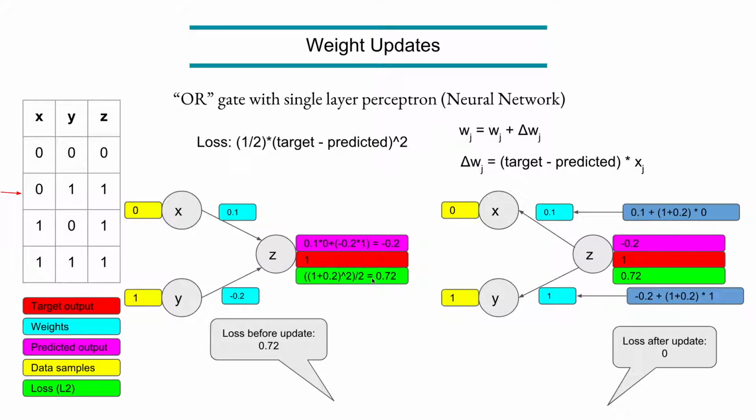So in calculating the loss function, we use L2 distance. That means target output minus predicted output, squared and divided by 2. So it is 0.72. So we have loss function equals 0.72 in this iteration. And so we got the loss, and we want to update the weights with respect to this loss value.